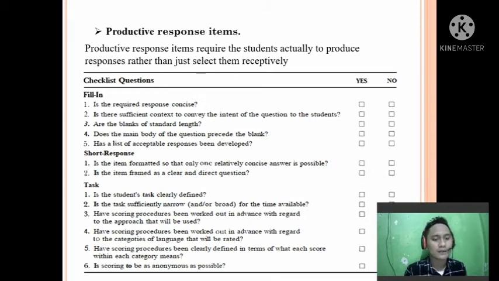Number two, is there sufficient context to convey the intent of the question to the student? Are the blanks of equal size? Does the main body of the question precede the blank? Has the list of acceptable responses been developed? Is the item formatted so that only one conceivable answer is possible? Next, is the student's task clearly defined? Is the task too narrow or too broad for the time available?